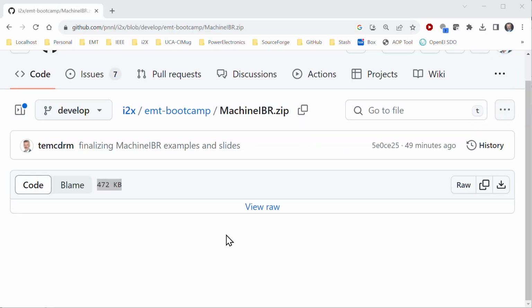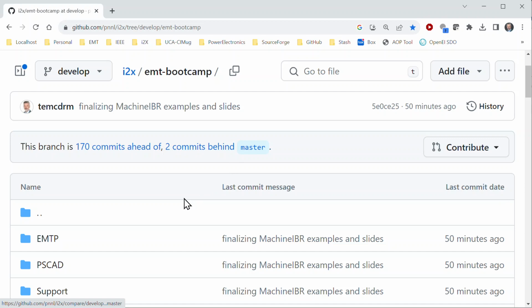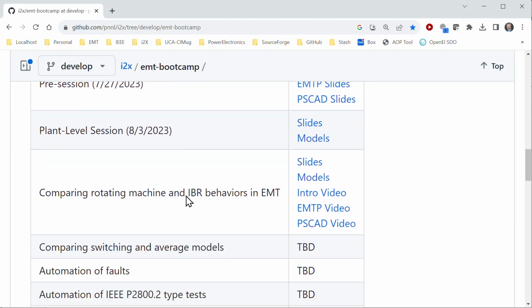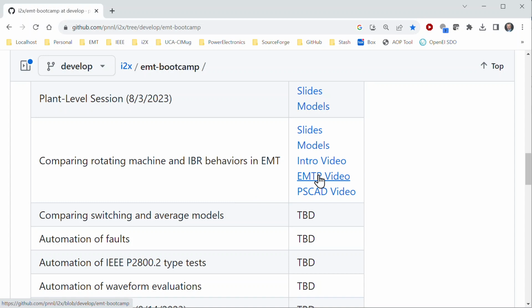Okay, now your next step, now that you downloaded and unzipped the files, if you're following along, is to go to one of the next videos. So I went back up one directory in GitHub, and you're going to use either the EMTP video or the PSCAD video, depending on which tool you're following along with, and then we'll go through how these are implemented in each of those respective tools.